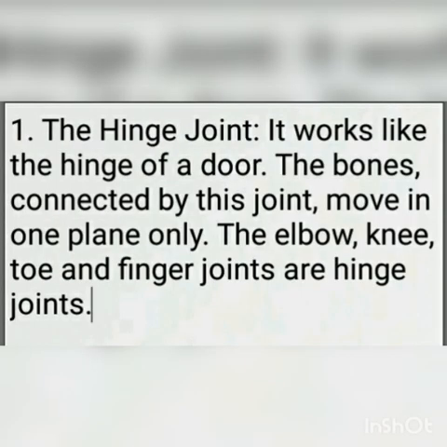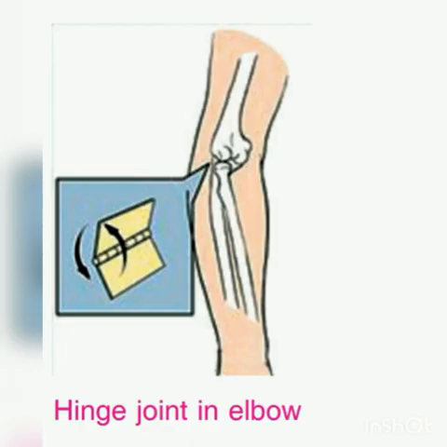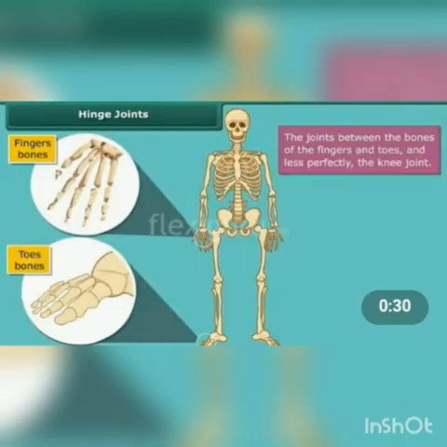The hinge joint: it works like the hinge of a door. The bones connected by this joint move in one plane only. Through this picture, this type of joint can be more clear to you. The elbow joint. Next, hinge joint is visible in toe and finger joints also.